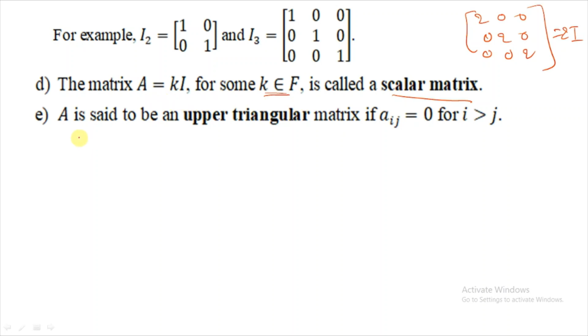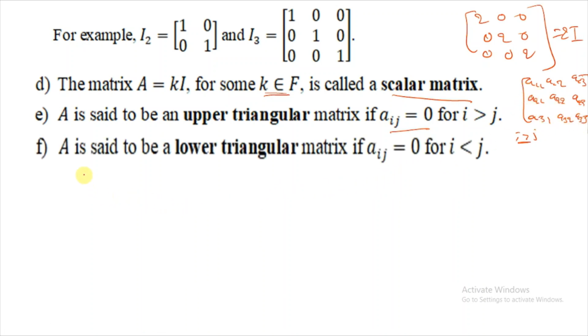It's called a scalar matrix. A is said to be an upper triangular matrix. Upper triangular means below diagonal elements are all 0. Generally we write A11, A12, A13, A21, A22, A23, A31, A32, A33. Suppose I'm taking a 3 by 3 matrix. See, upper triangular means Aij is 0 when i is more than j. Where i is more than j, these are below diagonal elements. These are all 0. Upper triangular matrix.